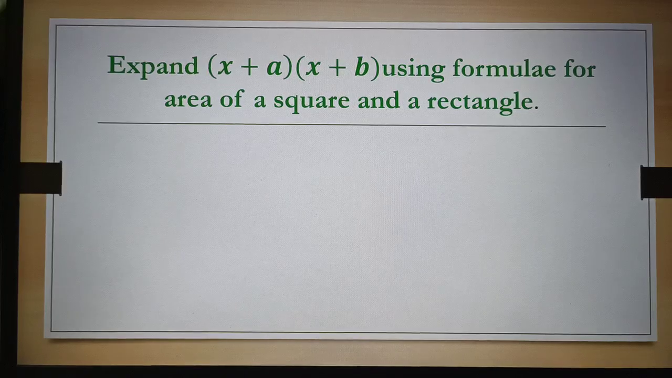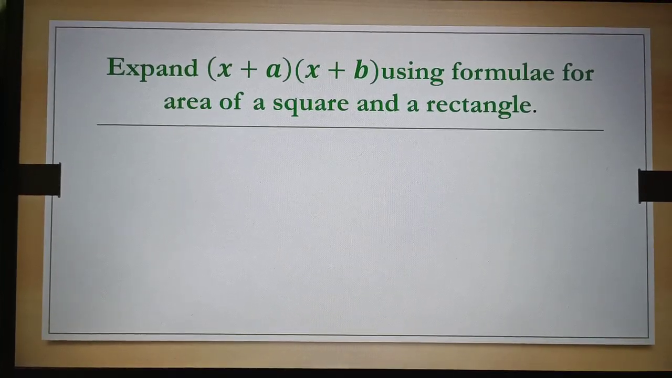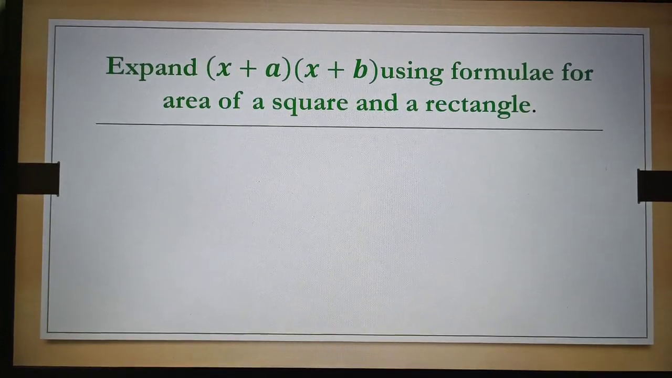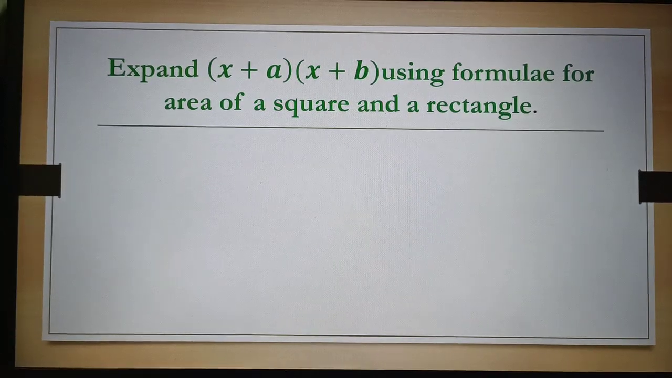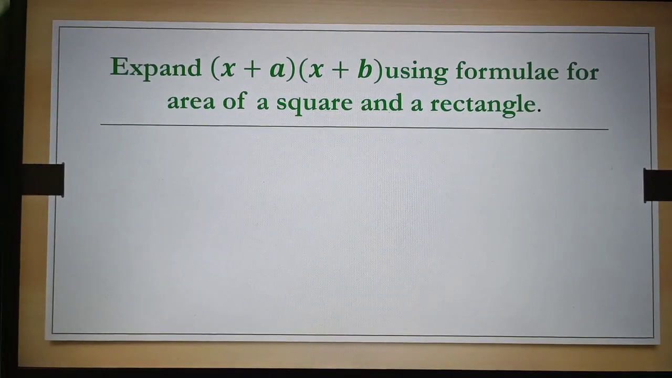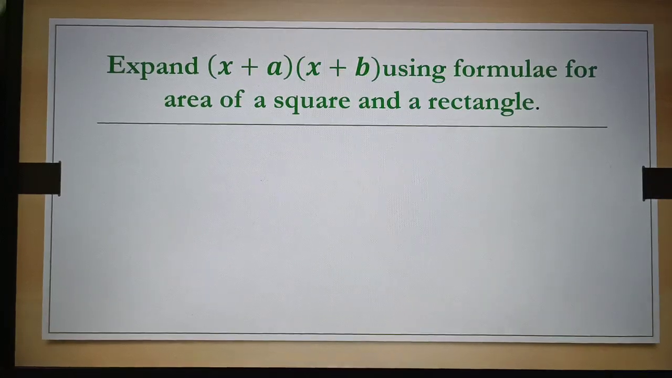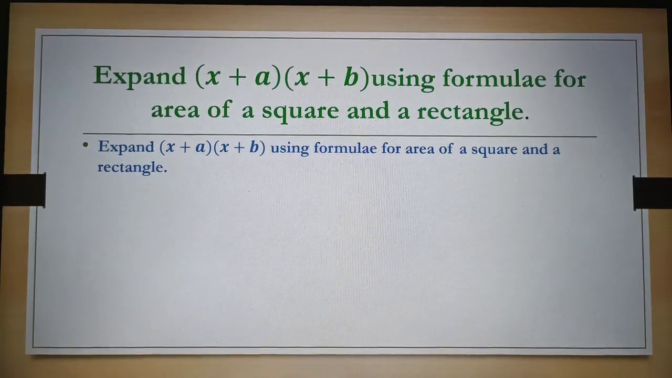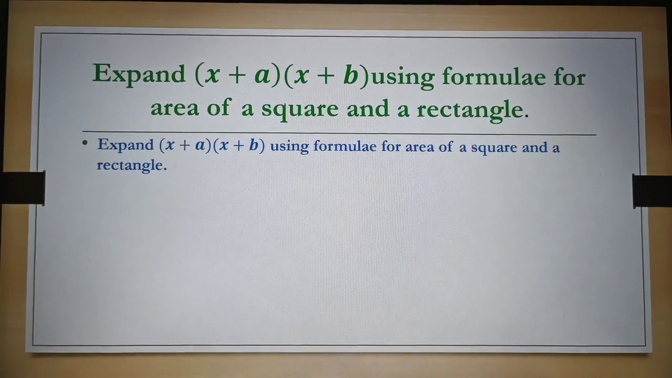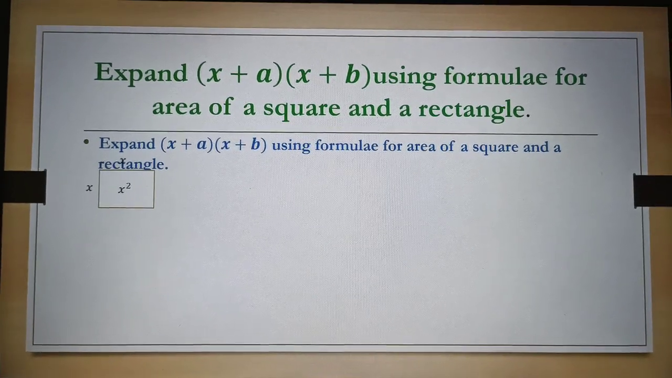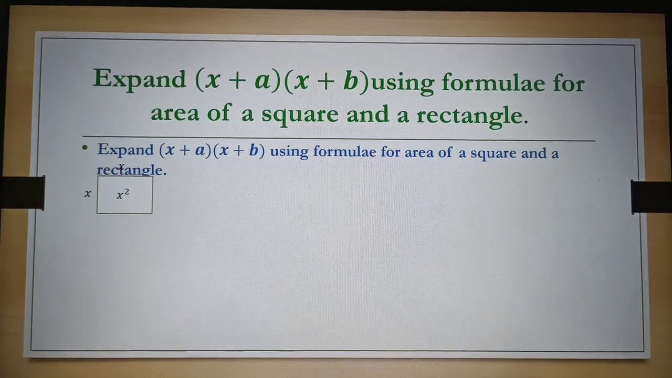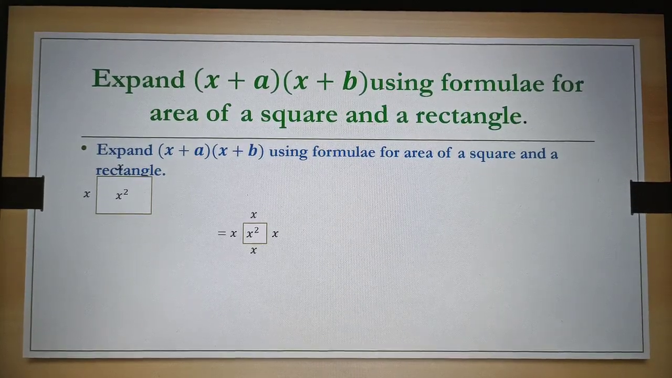The next topic we are going to see is expanding (x plus a) into (x plus b) using formulae for area of a square and a rectangle. That means with the help of figures, a square and a rectangle, we are going to expand (x plus a) and (x plus b). So let's see. Look at this figure. This is a square. All sides are equal, so all sides are x.